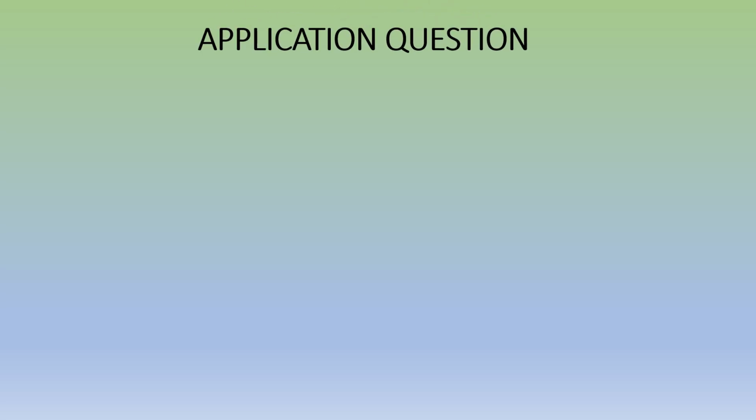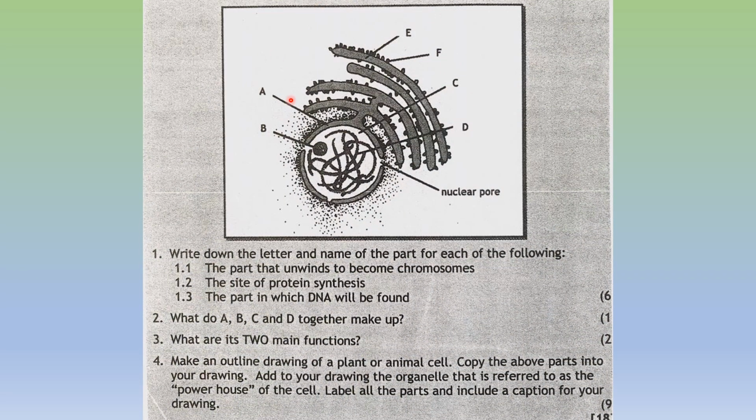So let's do some quick application questions on what we just did. Here you have the nucleus, and one of the statements made is that it is continuous with the endoplasmic reticulum. So this here is the endoplasmic reticulum. The first question says, give the letter and name of the part for each of the following. The part that unwinds to become chromosomes is my chromatin network, which is D.